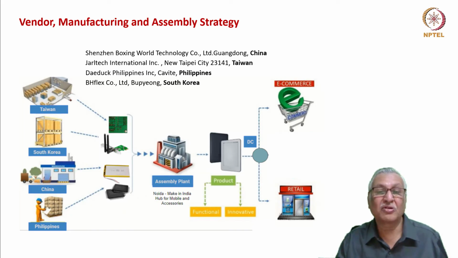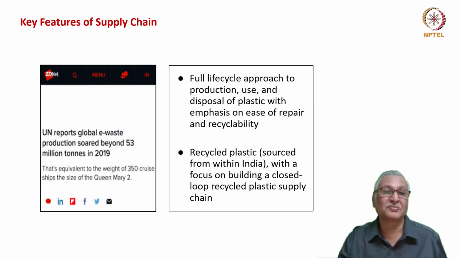It is going to be a global supply chain that would enable this product to come up. From Taiwan, certain products, from South Korea, certain products, and from China, certain other products. The Philippines will provide other products. The assembly plant will be in India. The team has chosen Noida as the hub for the product because it is also a hub for mobiles and accessories. The product will be classified as a functional product or as an innovative product, and it will be sold in e-commerce or through physical retail. That's the overall vendor, manufacturing and assembly strategy.